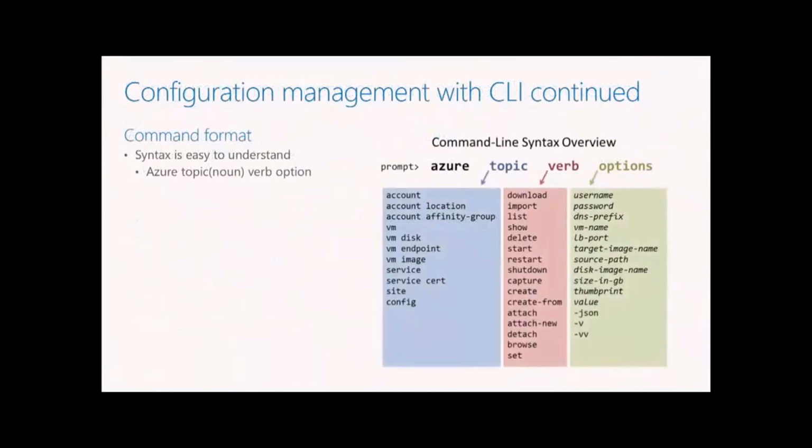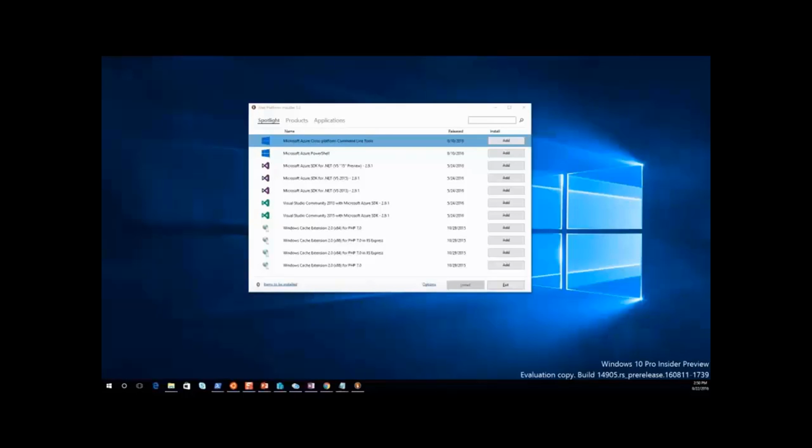So let's take a look at how these commands are structured. Within the command line interface, it's a very simple topic, noun, verb setup. So for example, we have VM show, which will list all the virtual machines. VM endpoint, we can start it. And as you start to work through, you'll see that it's very simple and it's very discoverable, much like PowerShell is. Any command, you can put --help on the end. It'll show you all the available options for the command. Very simple. Let's take a look at using the Azure cross-platform command line tools.